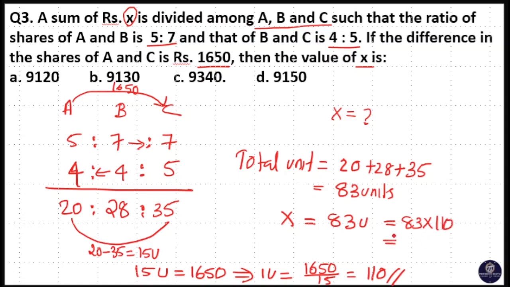When a number is multiplied with 11, that means 3 you write here. Then 8 plus 3 is equal to 11. 1 carry over. 8 plus 1 is equal to 9. So 9130 is your answer. 9130. Option B is your answer.